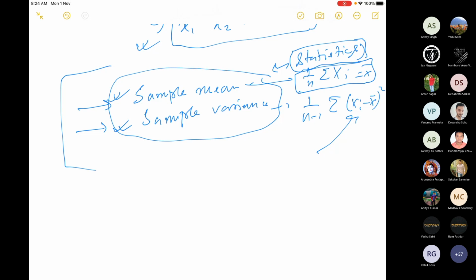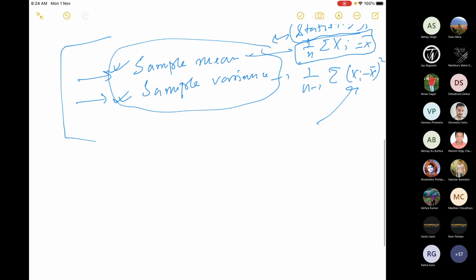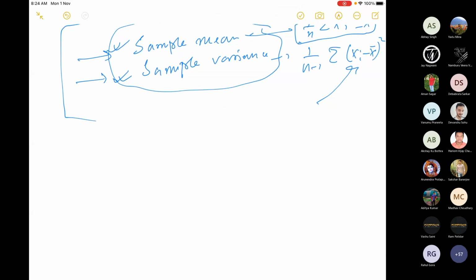So we need to now extend our idea of the statistics. Instead of the sample mean and sample variance, I can define any statistic. So let me define now, in terms of mathematics, what is a statistic. Now there are two things.